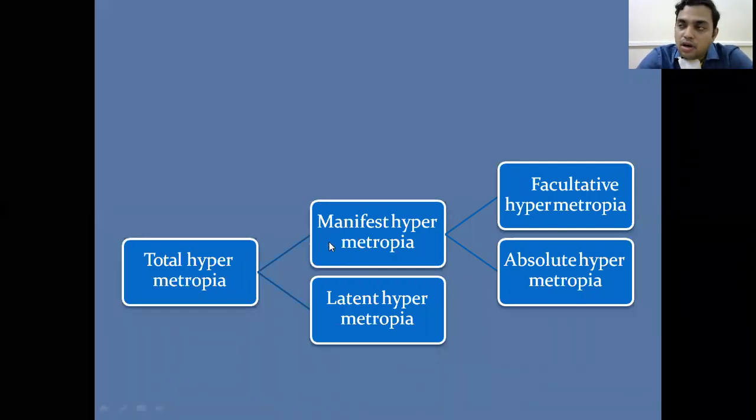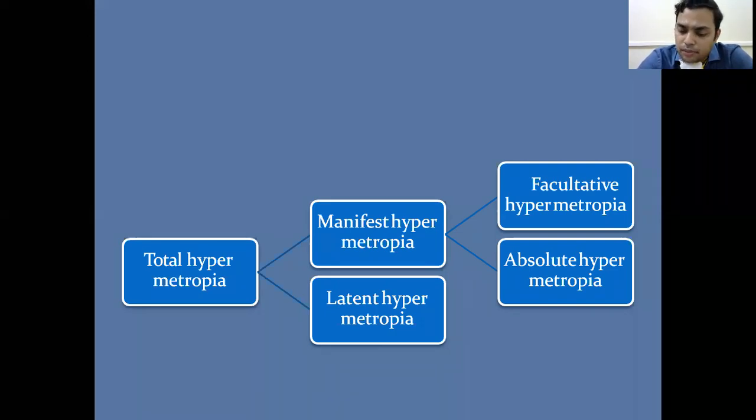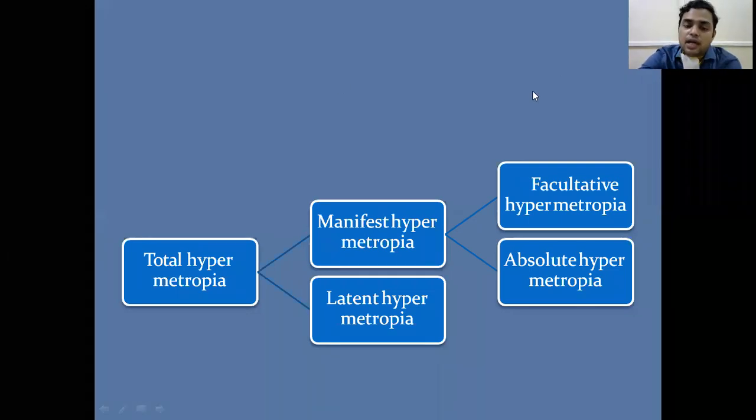So when we want to correct the hypermetropic refractive error, we have to dilate the patient, that is we have to instill cycloplegic drugs and paralyze the ciliary muscle to measure the total hypermetropia. We have to instill drops and check the refractive error of the patient. So these are the components of hypermetropia: total hypermetropia is equal to manifest hypermetropia plus latent hypermetropia, and manifest hypermetropia is of two types, facultative hypermetropia and absolute hypermetropia.